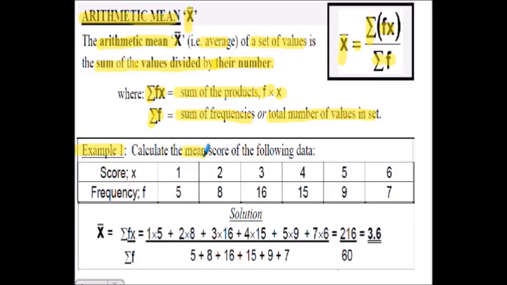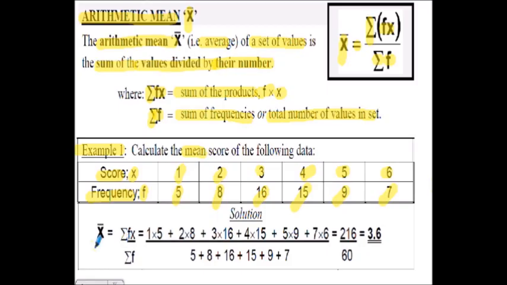We've got to calculate the mean score of the following data. So we've got the score, which is denoted as x here. Scores go from 1, 2, 3, 4, 5 through to 6. Those are our score categories, and the frequency of each of the categories or each of the score f. We've got 5 for the first score of 1, so the score of 1 occurred 5 times in this survey, the score of 2 occurred 8 times, score of 3 16 times, score of 4 15 times, score of 5 9 times, and score of 6 7 times.